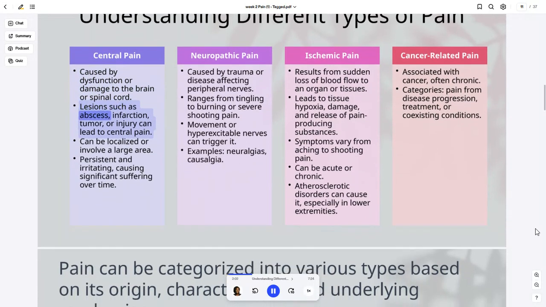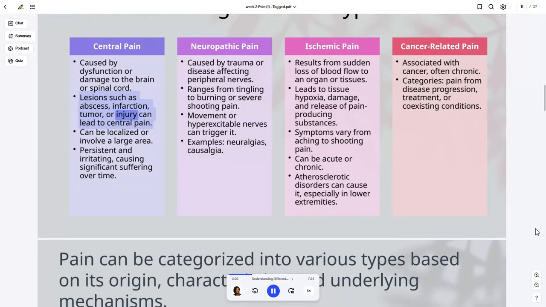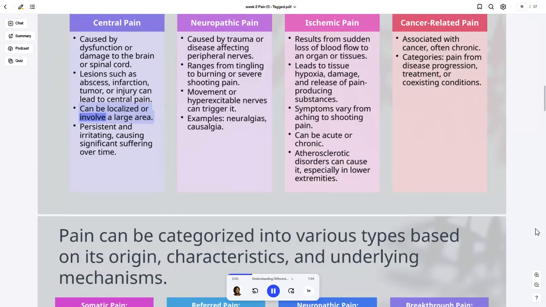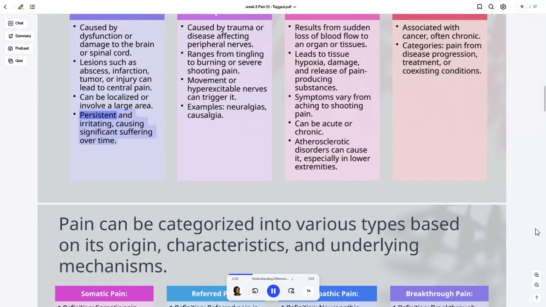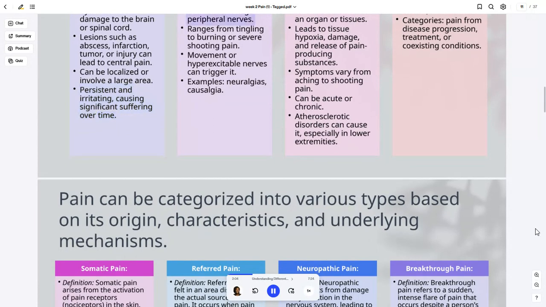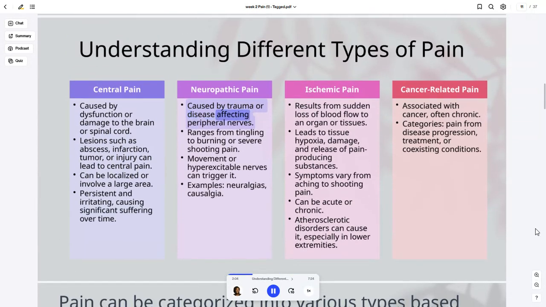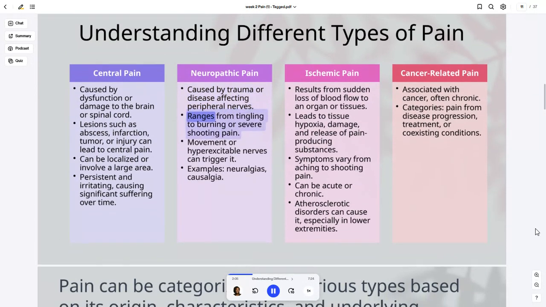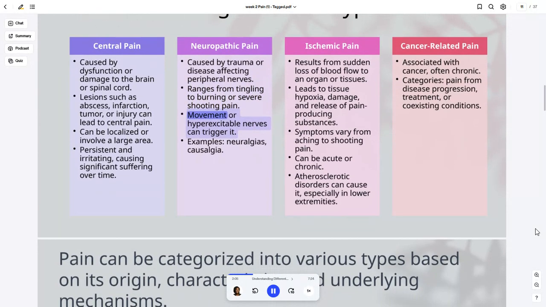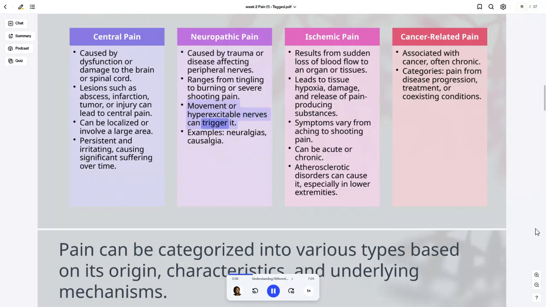Lesions such as abscess, infarction, tumor, or injury can lead to central pain, which can be localized or involve a large area, persistent and irritating, causing significant suffering over time. Neuropathic pain is caused by trauma or disease affecting peripheral nerves and ranges from tingling to burning or severe shooting pain. Movement or hyperexcitable nerves can trigger it.